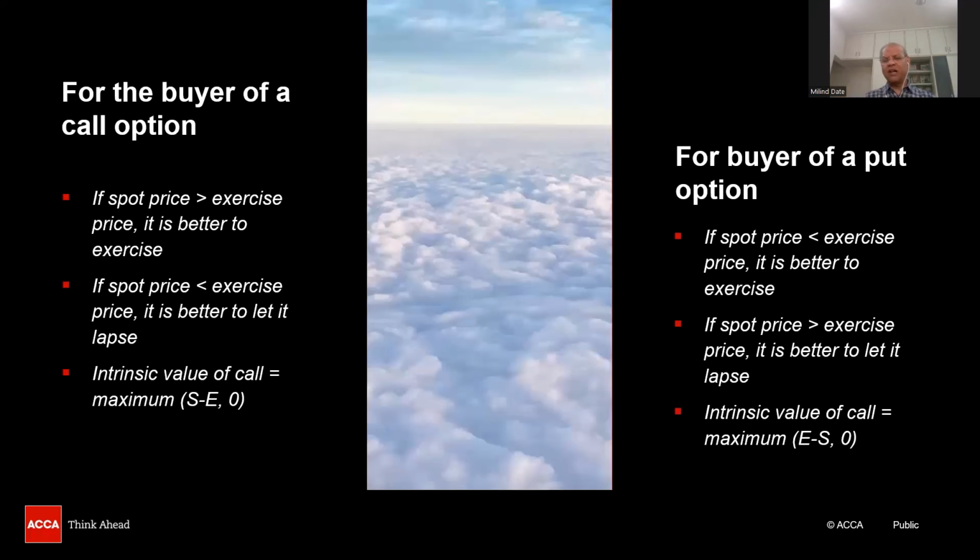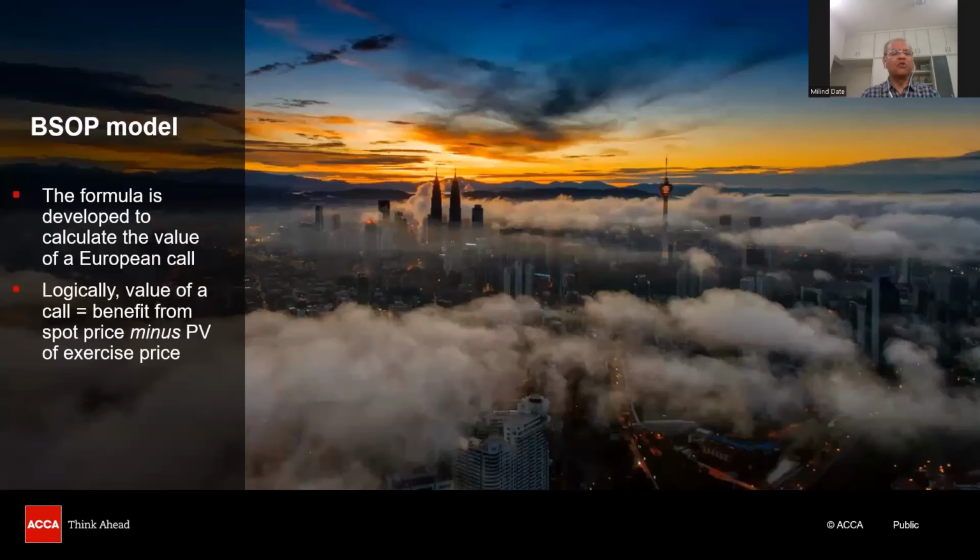Let's now look at how the Black-Scholes option pricing model works. The formula, of course, is developed to calculate, as I said earlier, the value of a European option. Logically, we know the value of a call option will be the benefit that the buyer will get from spot price minus the present value of the exercise price.